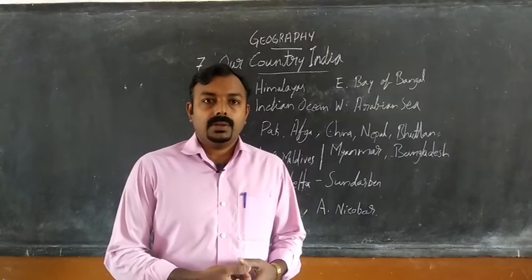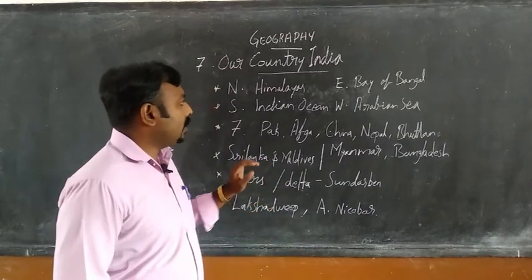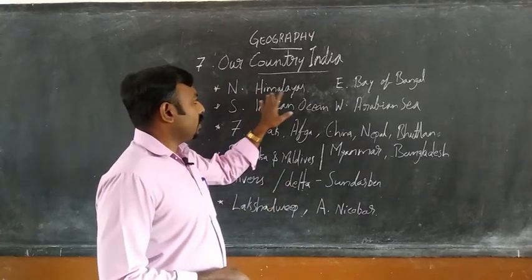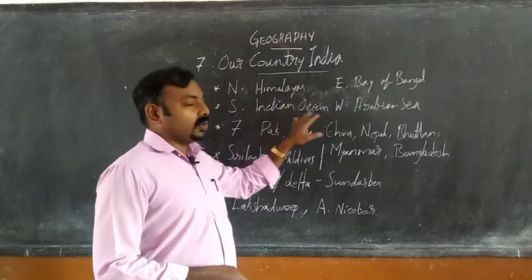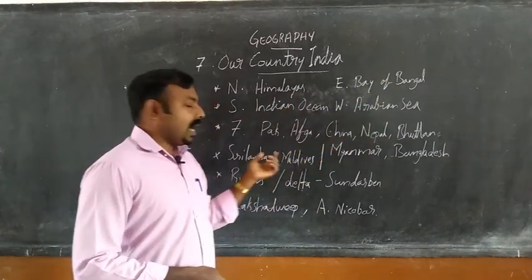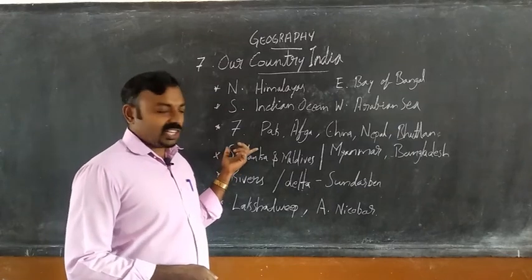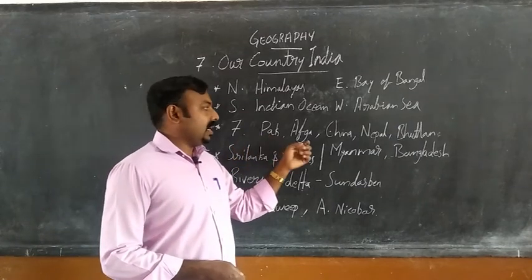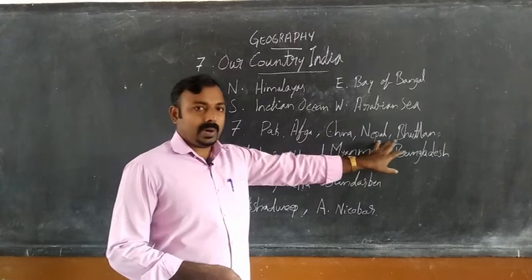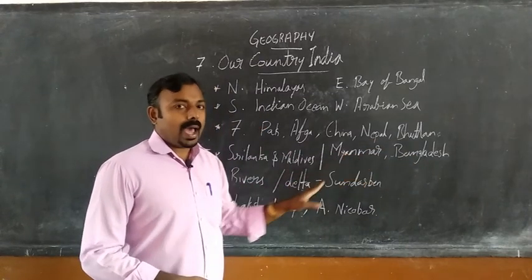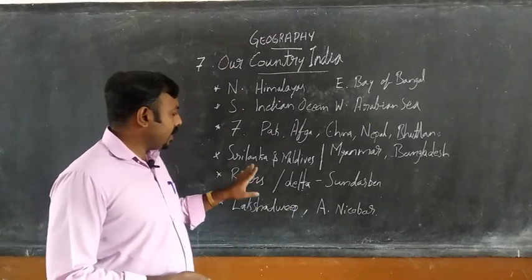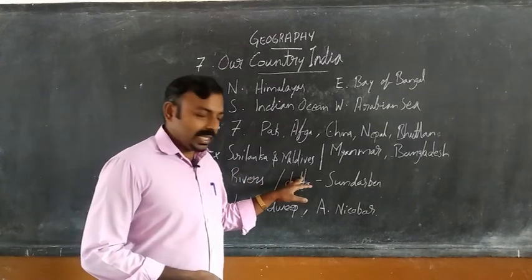In this chapter, you have learned about the boundaries of India: North Himalayas and East Bay of Bengal, South Indian Ocean and West Arabian Sea, and 7 neighboring nations that are Pakistan, Afghanistan, China, Nepal, Bhutan, Bangladesh and Myanmar, and 2 more island nations also our neighbors. They are Sri Lanka and Maldives.